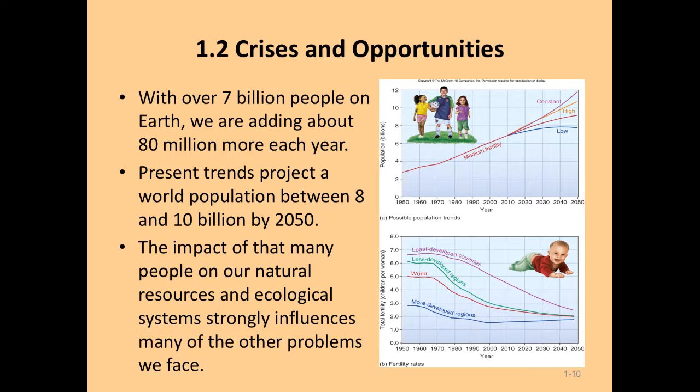And as you can see right now, we're already kind of stretched to our limits. We're constantly looking for new things like fossil fuels and other resources. And so can you imagine with having another billion people more, at least on minimum, in this planet, we're going to be stretched thin for resources. And so obviously your slide says here that because of this, the impact of that many people on our natural resources and ecological systems strongly influences many of the other problems that we face on this earth.